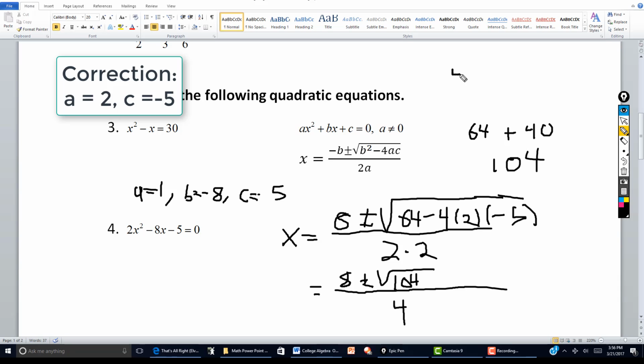Try a 2, try a 4, and notice if I divide 104 by 4, I get 26. 4 times 26 is 104, so I simplify this and say, okay, this is going to give me 8 plus or minus, and then the square root of 4, that comes outside the radical, that's a 2, and I'm left with 26 under there. 26 doesn't have any perfect squares, that's as far as I can break that down, and then this is over 4.